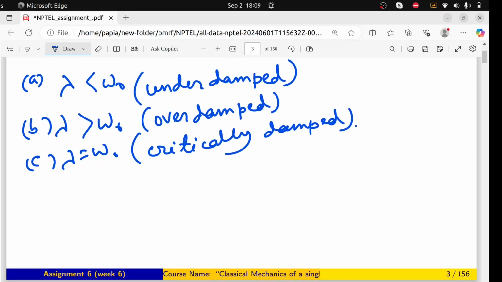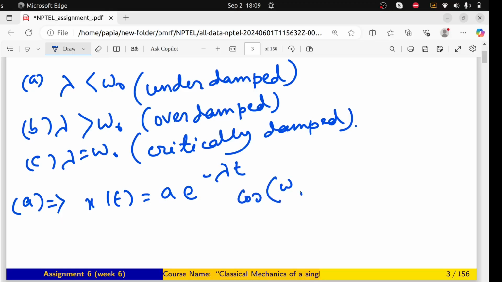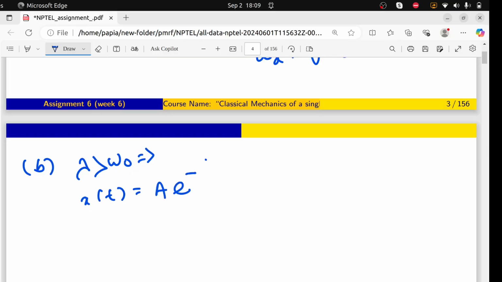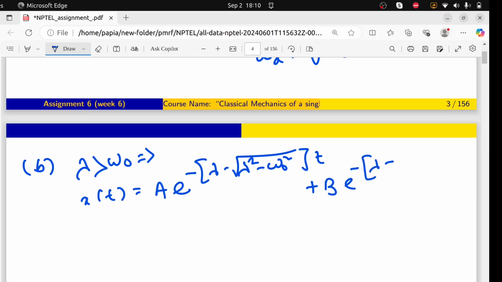And then what will be the solution for each? For case a, x of t is a cos(omega d t plus alpha), where omega d is root over omega 0 square minus lambda square. I'm not going to derive that. For case b, where lambda is greater than omega 0, x of t equals a e to the power of (minus lambda minus root over lambda square minus omega 0 square) t plus b e to the power of (minus lambda plus root over lambda square minus omega 0 square) t.